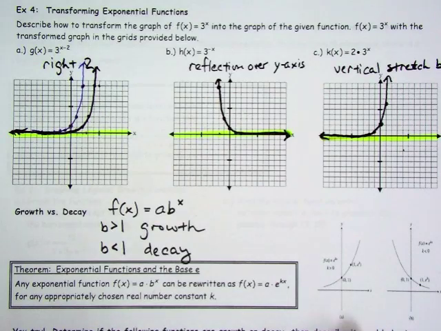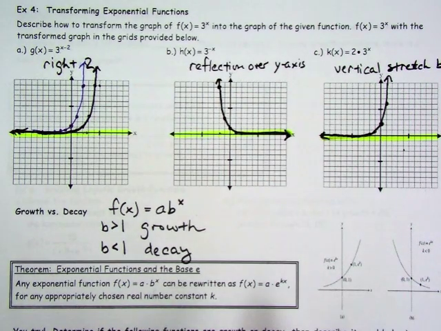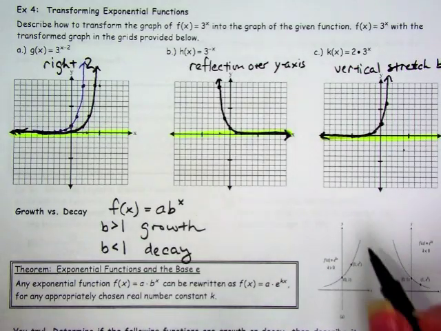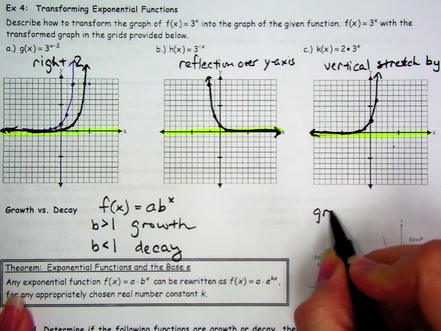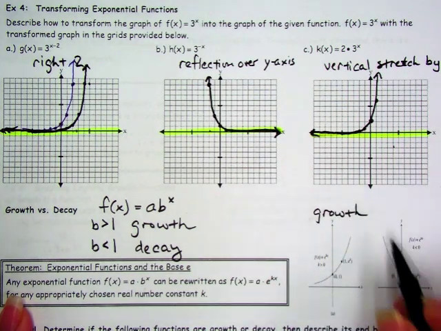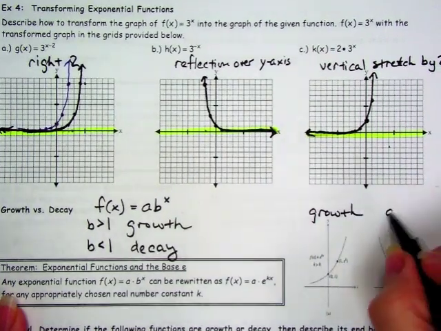Okay, so here we have some general growth and decay functions drawn out. Anytime we're increasing, we see this curvature going up, we have growth. Anytime we're decreasing, we have decay.